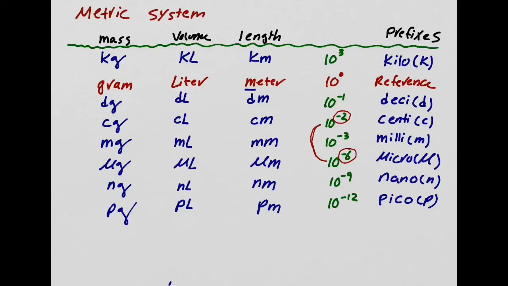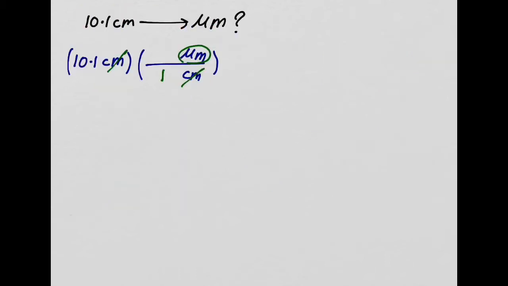And these are 10 to the number. So that means there are 4 zeros to go from -2 to -6. Okay, so I'm going to come over here. We said there was 4. So 1, 2, 3, 4. 10,000 micrometers is 1 centimeter.